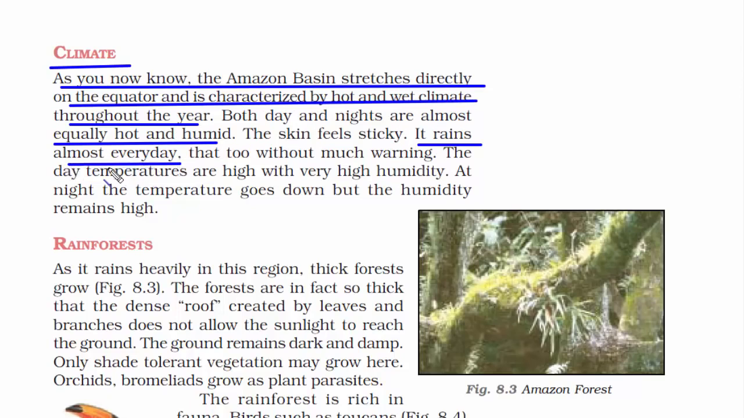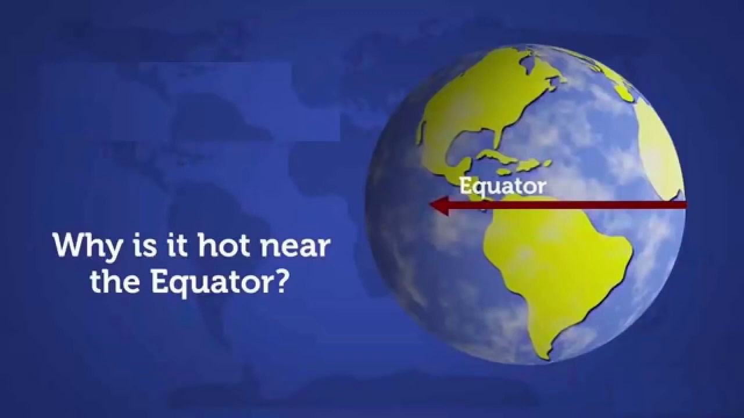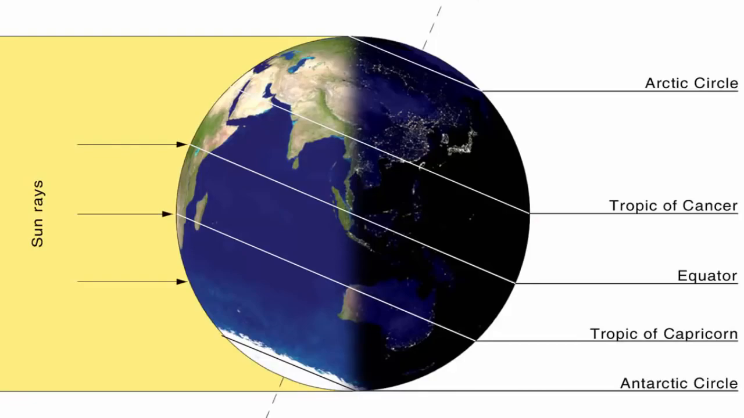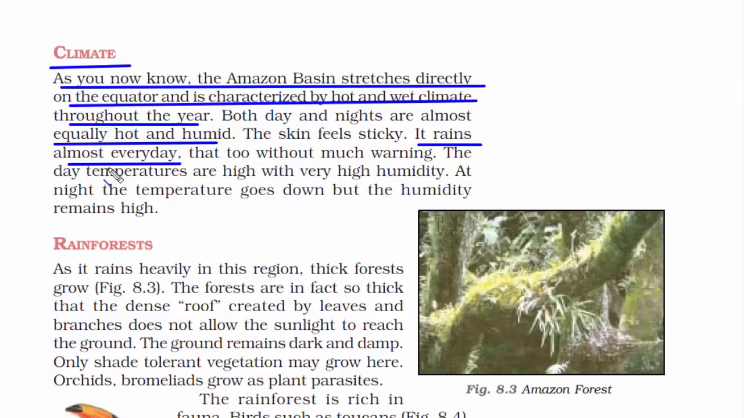There are a lot of things going on if you see, so let's understand that one by one. Hot and wet climate. The reason it's hot is because it lies on the equator. The sun rays fall directly on the center of the earth. And then it's a wet climate as well. And the reason behind that is rainfall.